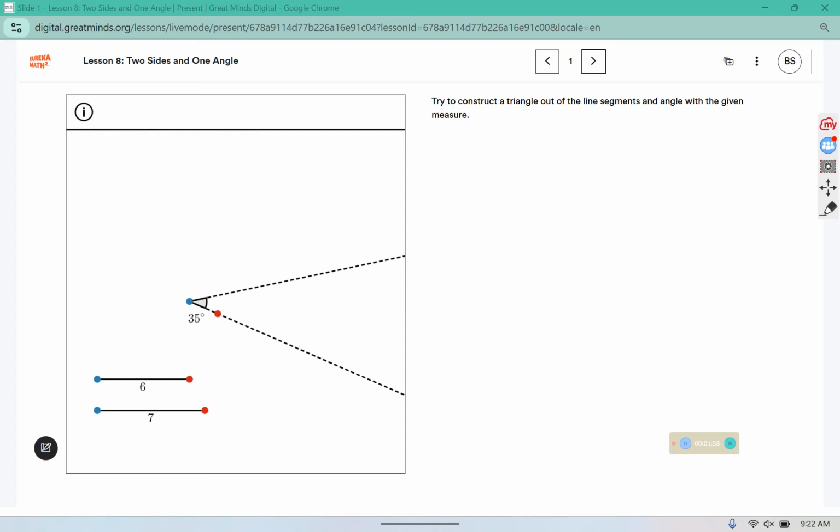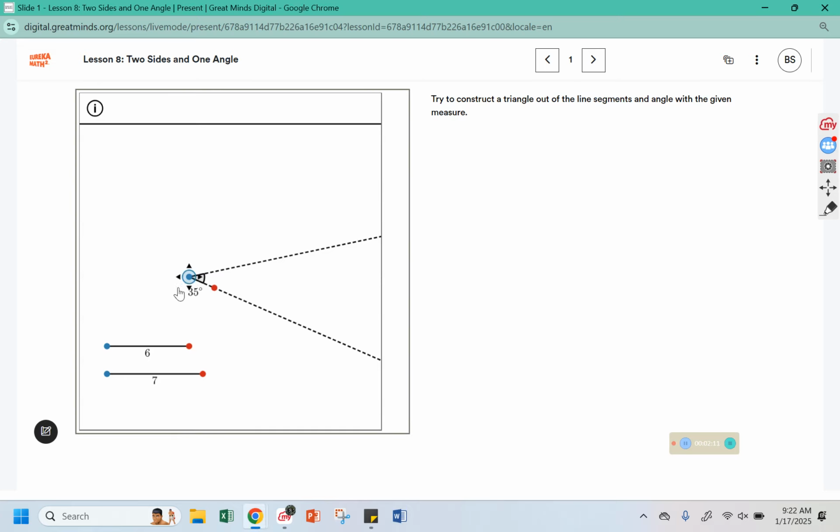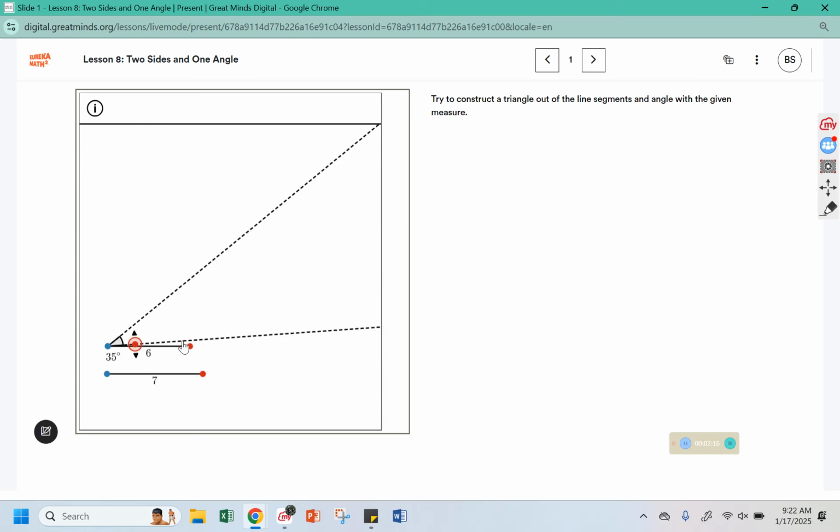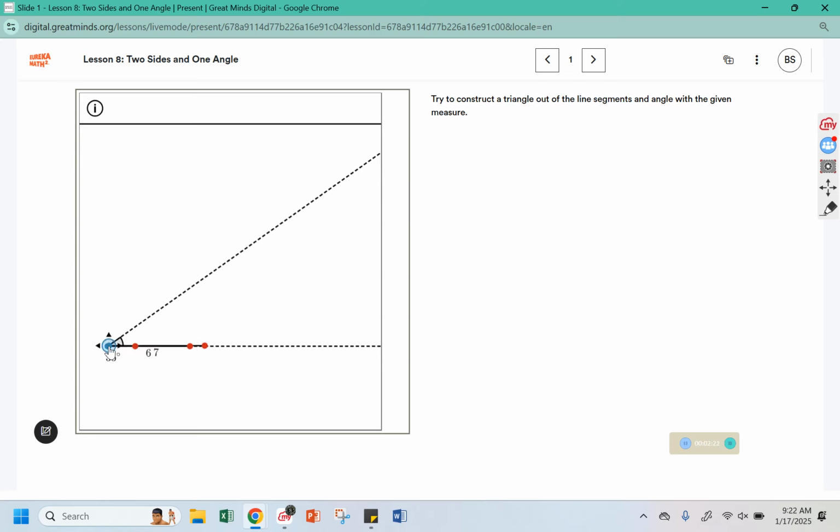Lesson 8 is a digital lesson. So again, if your teacher doesn't have it open for you to use right now, just follow along in the video. Otherwise, you can pull up another tab and try it on your own. Our job is to try and create a triangle with the line segments given. So we're going to line that up on the side there, and then create pieces of the triangle and see if we can get them to connect.